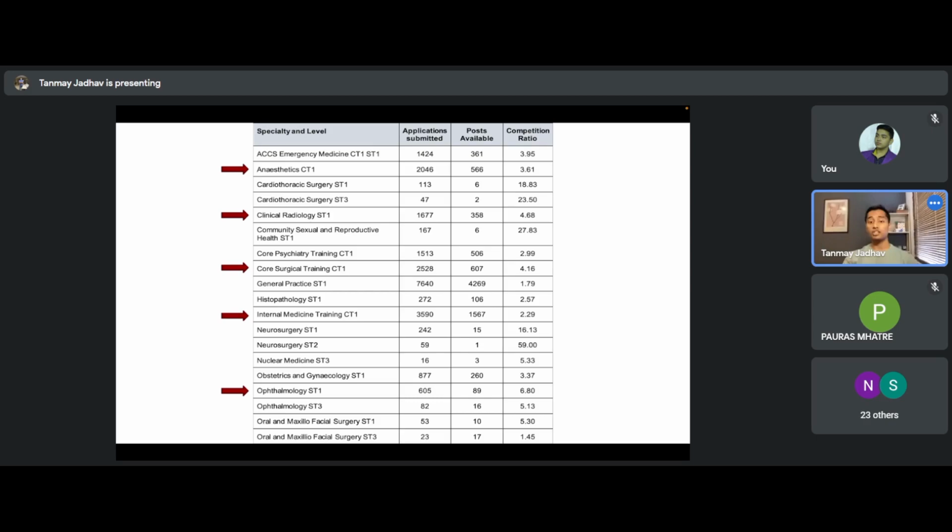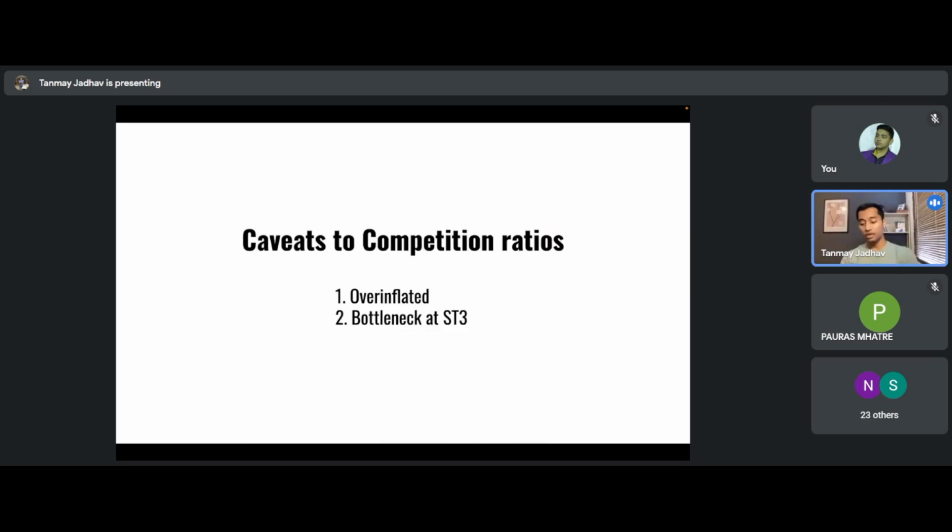There is a bottleneck at ST3. Now, essentially, before ST3 are the first 3 years of your training, which quite often in medicine and surgery are your core. Like we do MS general surgery or MD general medicine, you would do that, and then you would have to reapply to whatever specialty you'd like to go into. So there is a bottleneck compared to the core training positions. That is a caveat which you need to remember.